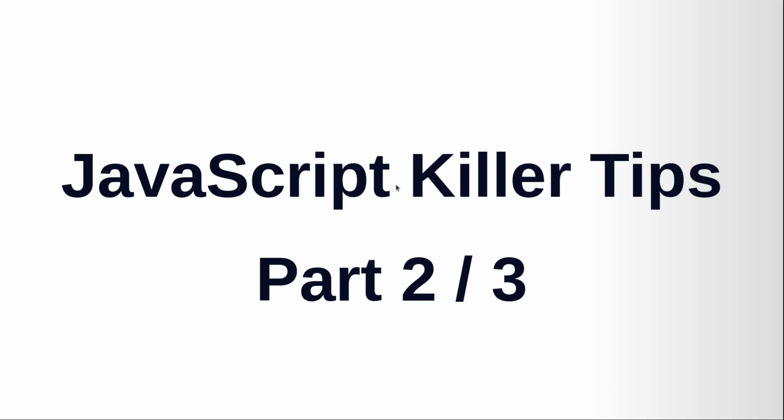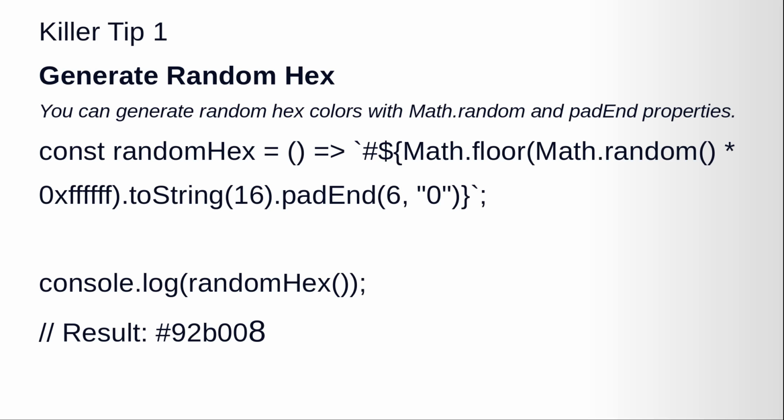In this video training we will be looking at some killer tips. This is part 2 of the 3-part video series and you will learn and enjoy. The first killer tip we are going to see is to generate random hex numbers. You can generate random hex colors with Math.random or padStart properties.